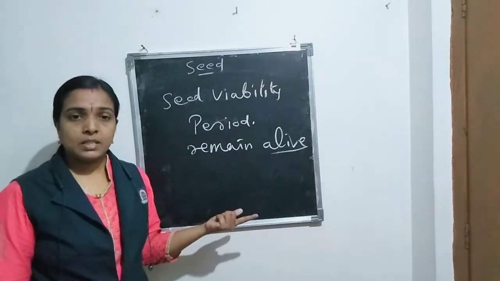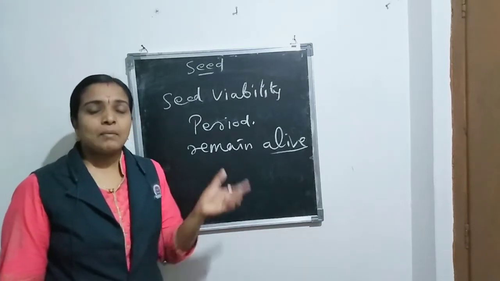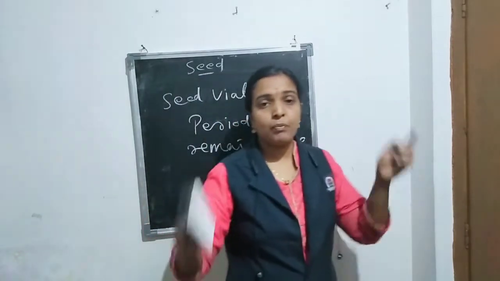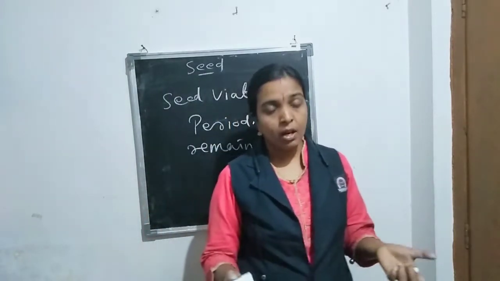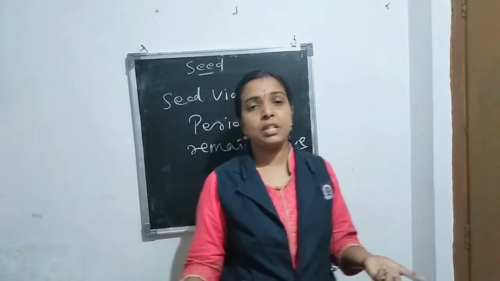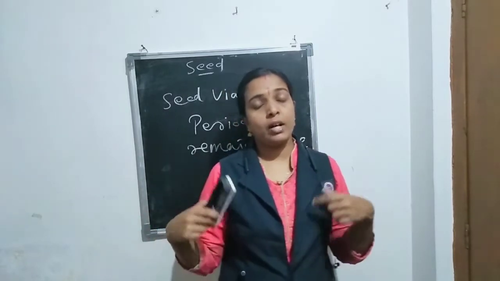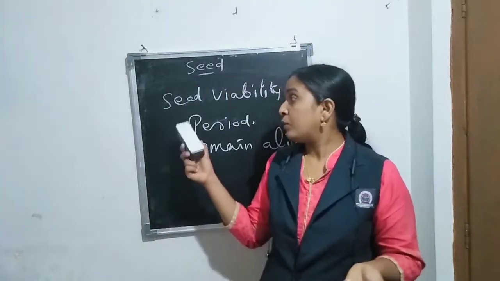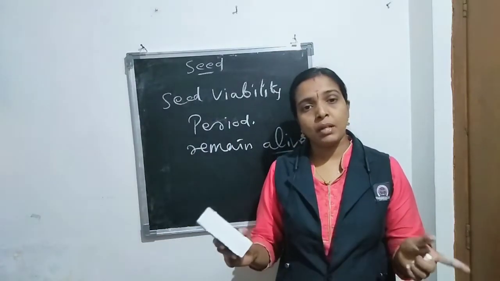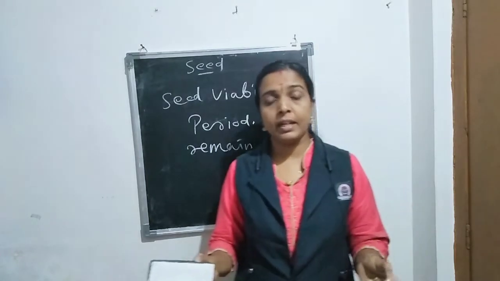The viability period of seeds varies greatly in different species. Some seeds lose their viability within a month, or some seeds maintain their viability for a long period of time, for several years or even hundreds of years. So that period varies. Seed viability is not the same in all species.